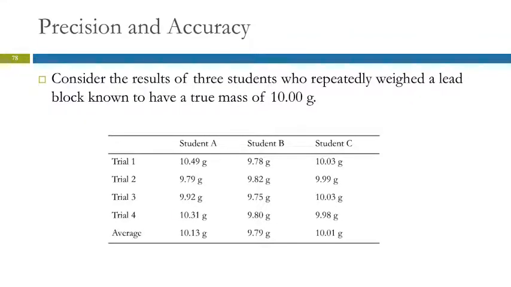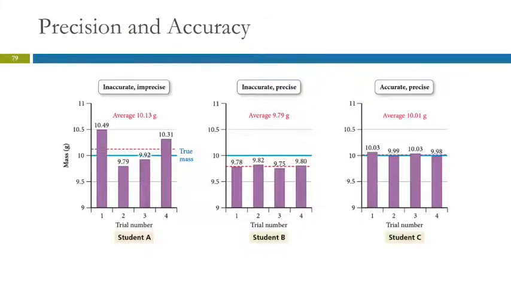So consider these results. 3 students weighing a block of lead that has a true mass of 10.00 grams. They did 4 trials, they weighed it 4 times, they wrote down what they got, and they gave an average. Now it's a little tricky to just look at this table of numbers and identify what's going on. Oftentimes it's helpful to graph this. So here we've made bar graphs of the students' data. So here's student A. These are the 4 different measurements they made. The blue line is the true value. The red dashed line is the average of the student's results.